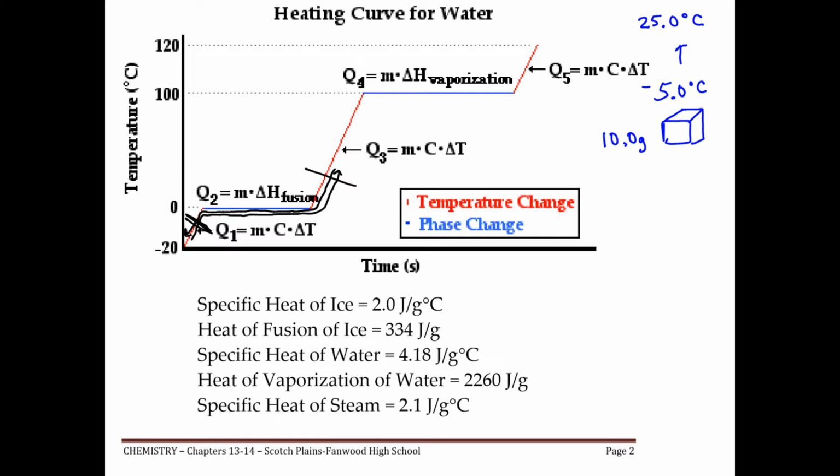You'll see that delta T is in zone 5, zone 3, and zone 1 because the temperature is changing. But you'll notice that in zone 2 there is no delta T because this temperature is staying the same. And you'll notice that in zone 4 there's no delta T because the temperature is staying the same.